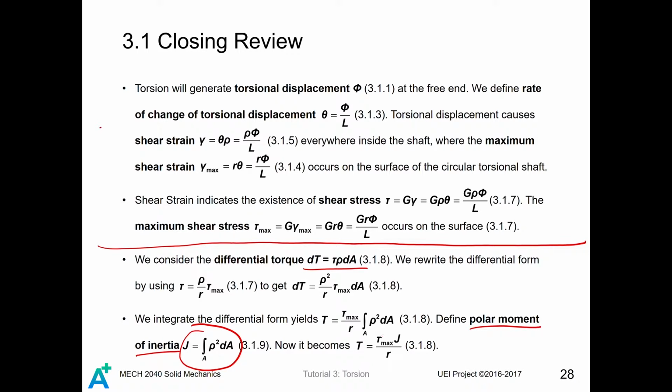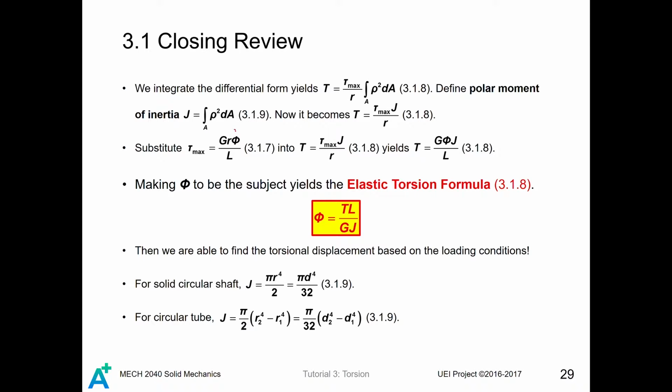Then the torque acting on the free end of a piece of material can be expressed in this way. Finally, we substitute the maximum shear stress into this equation such that we can get the torque expressed in terms of shear modulus, torsional displacement, polar moment of inertia, and the length of material. Finally, we make phi the subject, the elastic torsional displacement. Then we get the elastic torsion formula, which is phi equals TL divided by GJ.